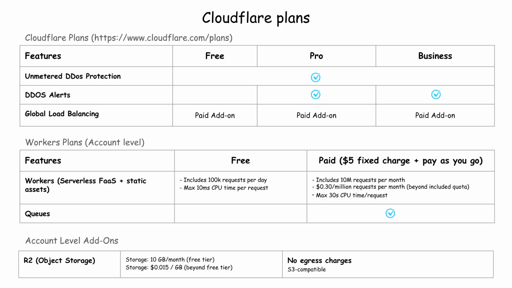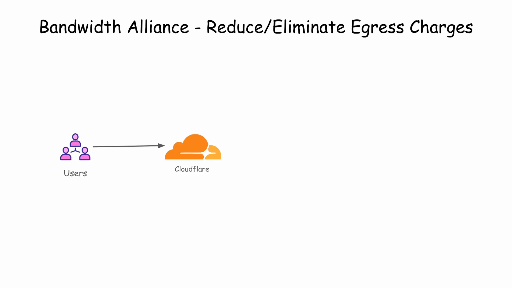For any business serving large files, software, or media, this is a massive advantage, as egress fees from traditional cloud providers can quickly become a significant and unpredictable cost. Understanding this distinction is key. Zone plans are for website and application services per domain, while Workers plans are for the serverless developer platform at the account level.